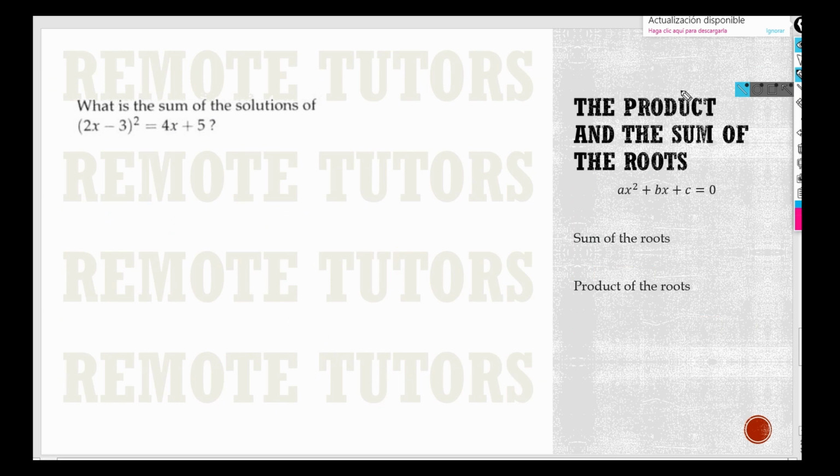Okay, now let's see the shortcut for the product and the sum of the roots. If a quadratic equation is written in standard form, the sum of the roots is given by minus b divided by a, while the product of the roots, the product of the solutions, is given by c over a. As easy as that. Now, here let's see what is the sum of the solutions. What is the sum of the roots of the equation below?